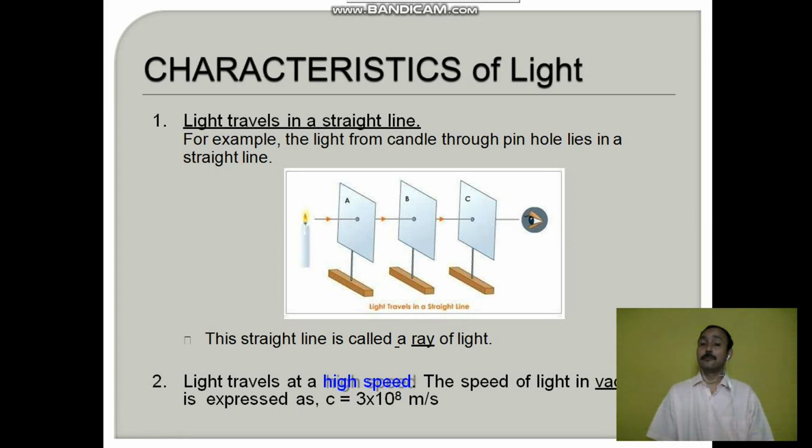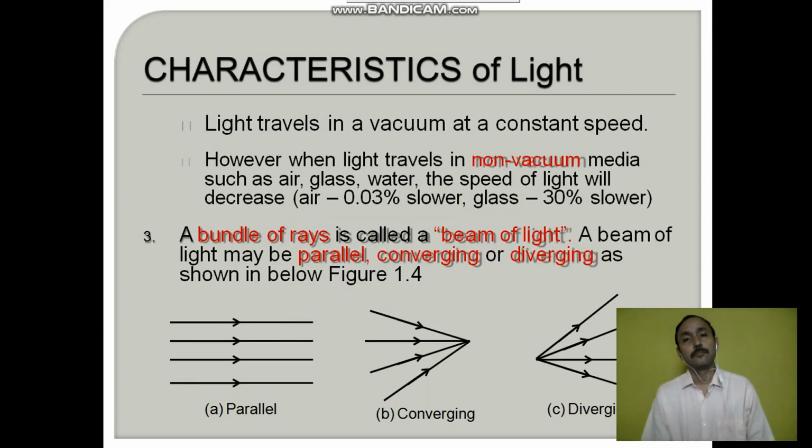Light travels at a high speed. The speed of light in vacuum is 3 into 10 to the power 8 meters per second. Light travels in vacuum at constant speed. However, when light travels in non-vacuum media such as air, glass, water, the speed of light will decrease. In air, it is 0.03% slower. In glass, it is 30+% slower than in vacuum. A bundle of rays is called a beam of light. The beam of light may be parallel, converging or diverging.